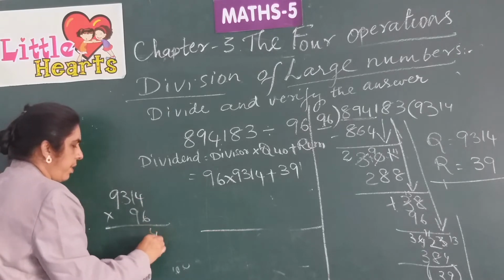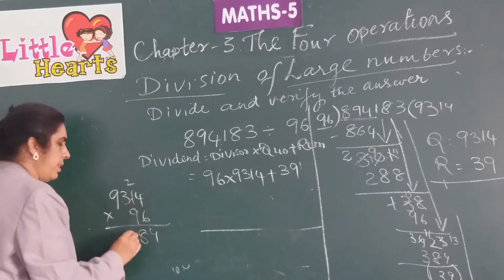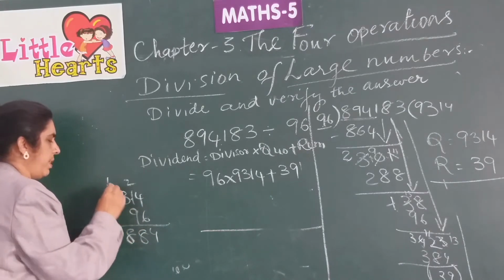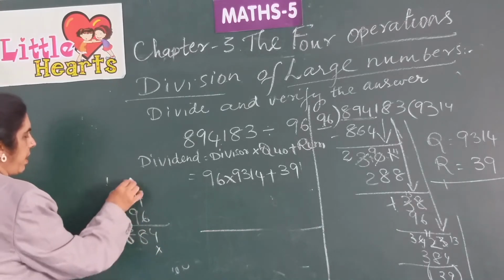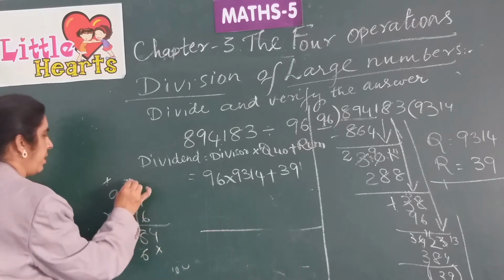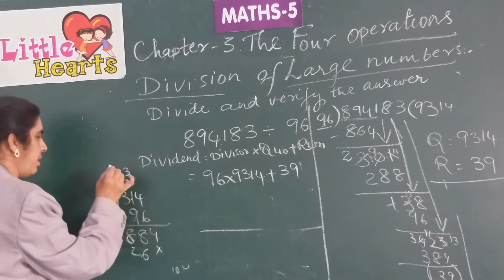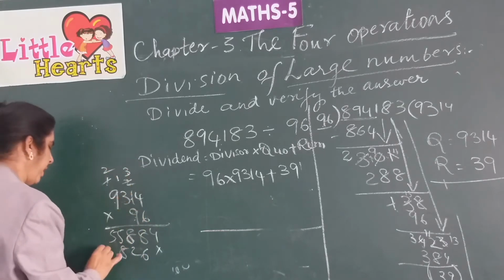Six fours are 24, 6 ones are 6, 24 plus 6 is 30... 6 threes are 18, 6 nines are 54 plus 1, 55. Again with 9. 9 fours are 36, plus 3. 9 ones are 9 plus 3, 12. 9 threes are 27 plus 1, 28. 9 nines are 81 plus 2, 83.